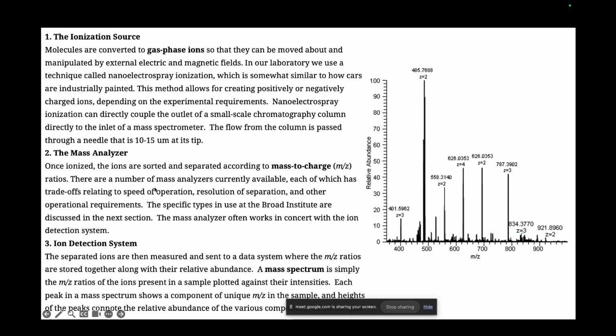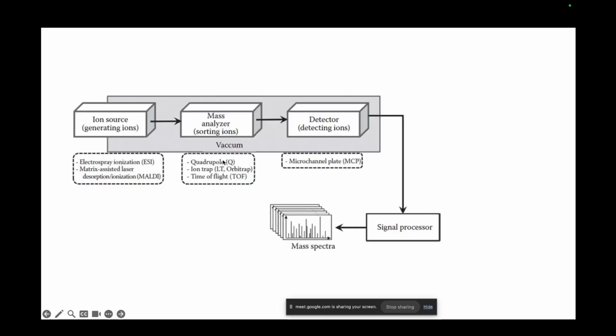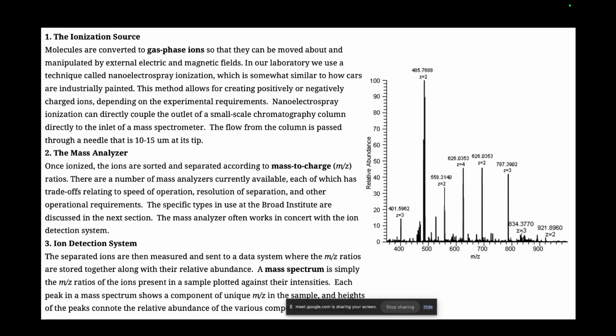Then you have the mass analyzer. Once ionized, the ions are sorted and then separated according to the mass to charge ratios. There are a number of mass analyzers currently available, each of which has trade-offs related to speed of operation, resolution of separation, and other optical requirements. Some of these are written here. Quadrupole is one of them, ion trap is another, TOF, time of flight, is again another one. These are all types of mass analyzers.